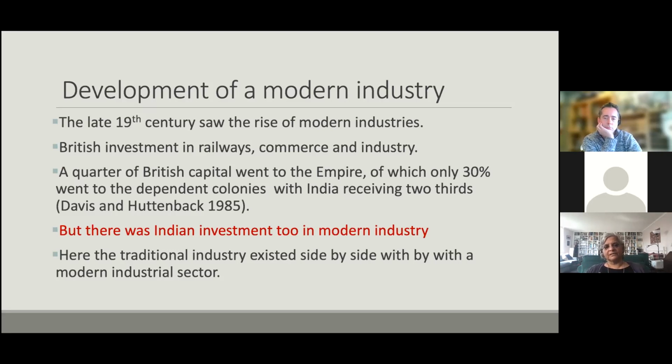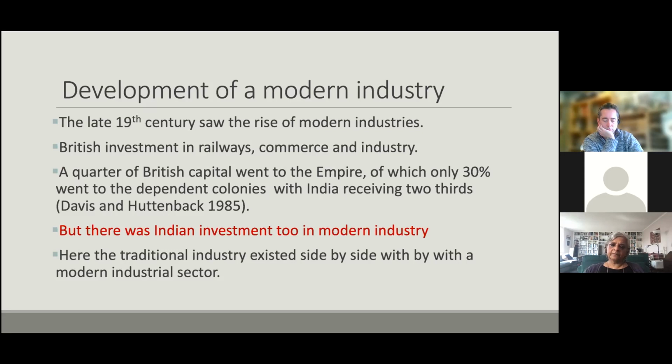But when we look at the data on British capital flows that went to the empire, this was only a quarter of the total British capital flows, of which only 1/3 went to the dependent colonies, that is, colonies which were not self-governed. And India had 2/3 of this share. So it seems a large part of this capital, but it is actually a small share of total British investment in the empire. And this investment went primarily to the railways and other commercial activities.